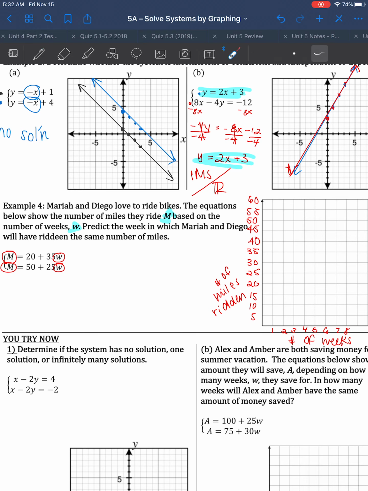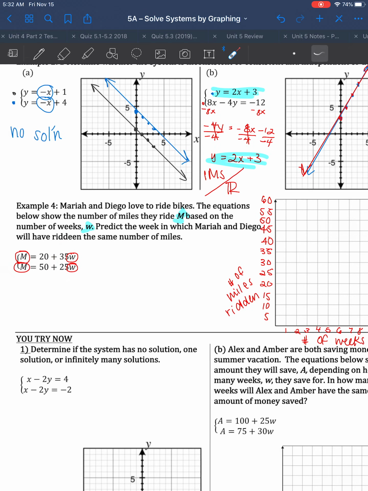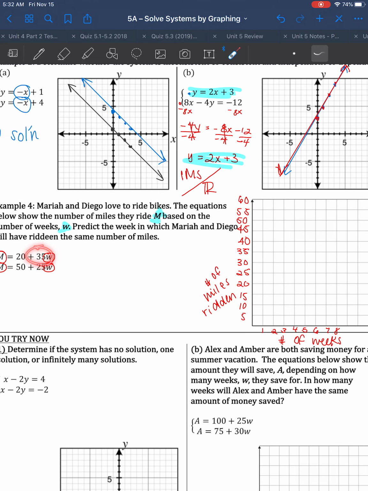Okay. Now looking at my equations, you guys don't need to make these scales, but this would be my y-intercept because there's no x value. This is my slope, so that means each week, I don't know who's who, but someone's riding 35 miles a week and someone's riding 25, so this scale needs to be a little bit bigger. So let's go by tens. 10, 20, 30, 40, 50, 60, 70, 80, 90, 100, 110. That should be good. Okay.